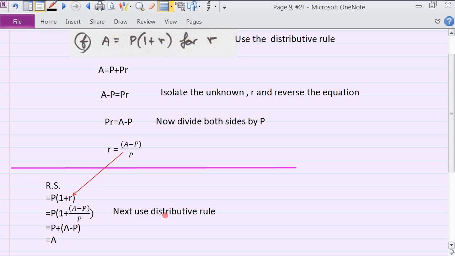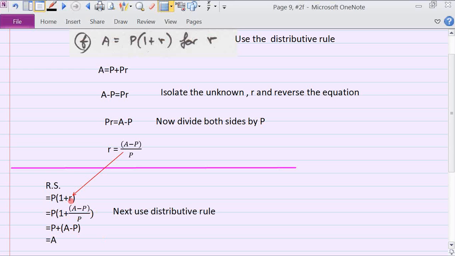Next, I'm going to use the distributive rule. P times 1 gives me P. And this P, when multiplied by this second term, the P here and the P here, will cancel. So I'll be left with A minus P. This P will cancel with that P.